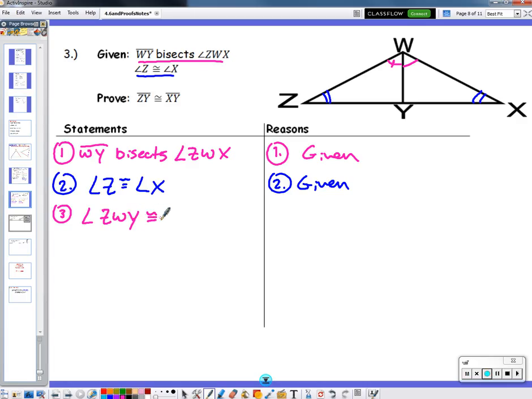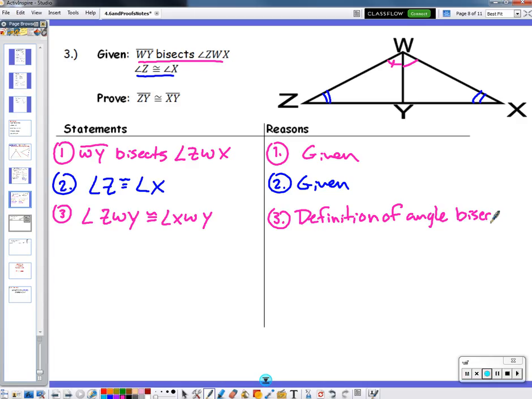The reason that they would be congruent is all based off of the original given information that told me that this segment bisected an angle. So I was able to find two hidden angles that were congruent. So Susanna, what would my reason be here for number 3? Definition of angle bisector. Good.